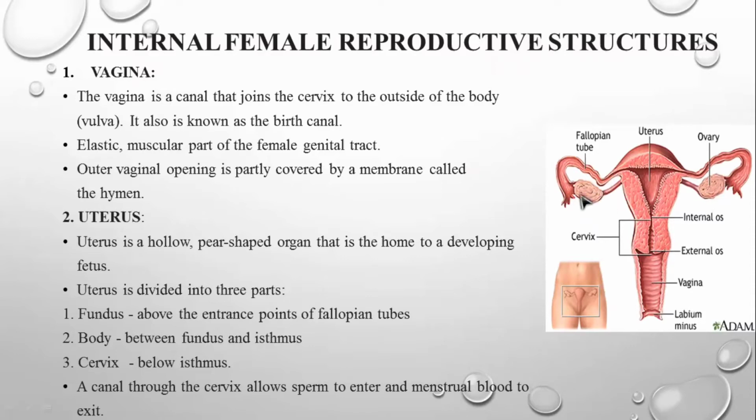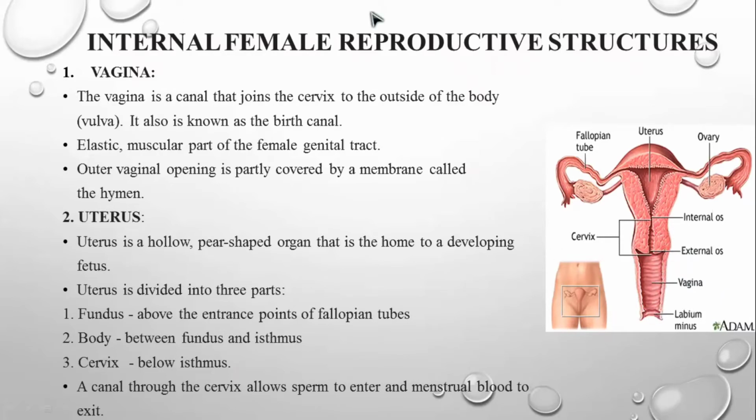The ovary is the female gonad, which produces the ovum as well as some important female hormones. Let me see each and every part in detail. First we're going to see the vagina. The vagina is a canal that joins the cervix to the outside of the body.